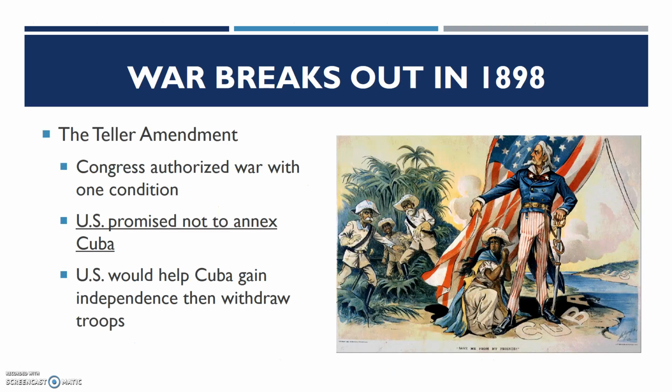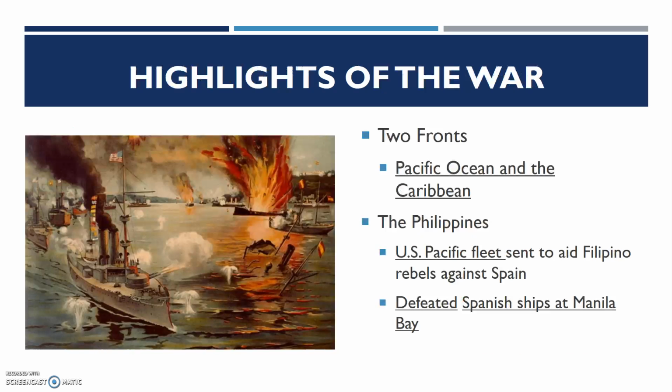But Congress declares war with one condition, and that is the Teller Amendment. The Teller Amendment says that the United States will assist Cuba in gaining its independence, but it cannot annex Cuba. It cannot make Cuba a property of the United States. So once the United States would help Cuba gain its independence, it would withdraw its troops. That was the condition that Congress made for declaring war against Spain.